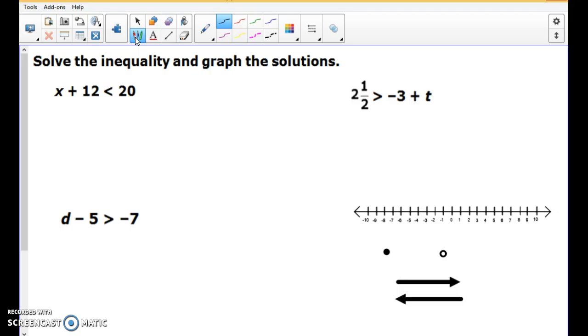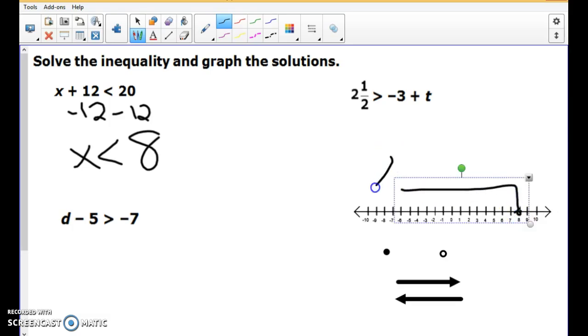This first one, I have x plus 12 is less than 20. I'm going to subtract 12 from both sides. I have x is less than 8. Remember, it's just a less than sign, so it's going to be an open circle, and everything less than 8, so it's going to be going that way.